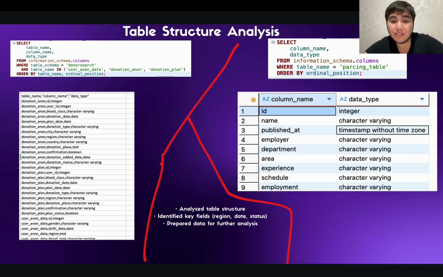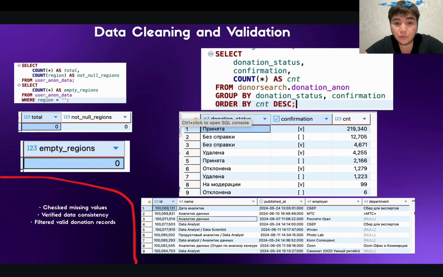I focused on key fields like region, date, and status because they are essential for further analysis. Before starting analysis, I made sure the data is clean and reliable. I checked for missing values, verified consistency, and filtered only valid and confirmed records. When I came into this new database, there were a lot of tables, and in many of these tables there is no information, or the information is very small.